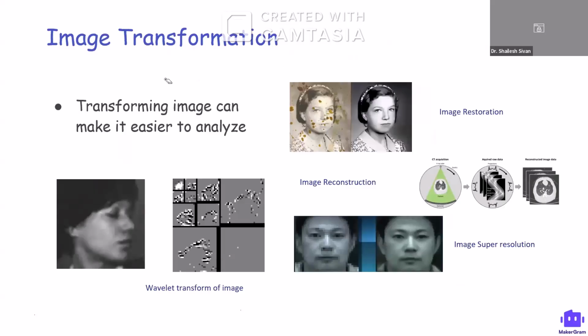Then image transformation, which we can do from one particular domain to another domain. Then image restoration, image reconstruction, image super resolution. For every task related to image processing, you can see that one input image is transformed into another image with the help of a particular process, and that process is realized using a particular algorithm.